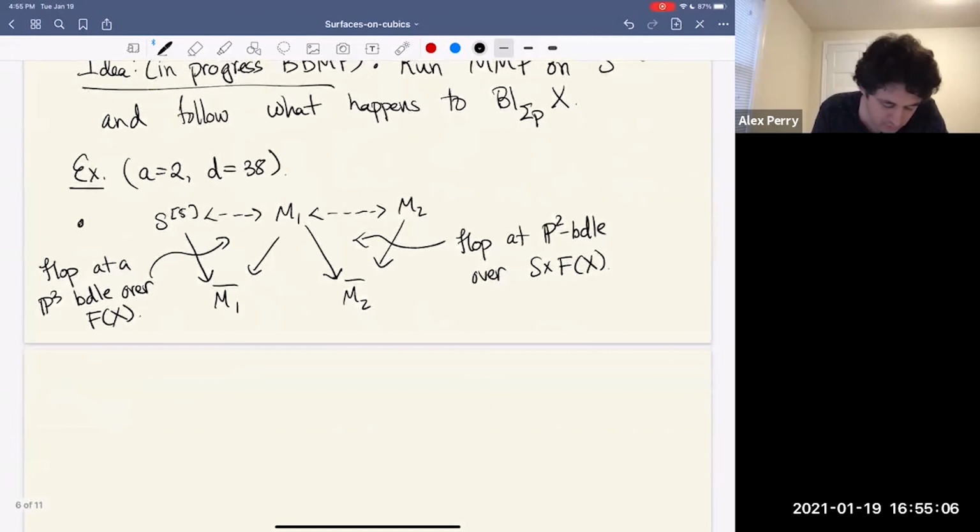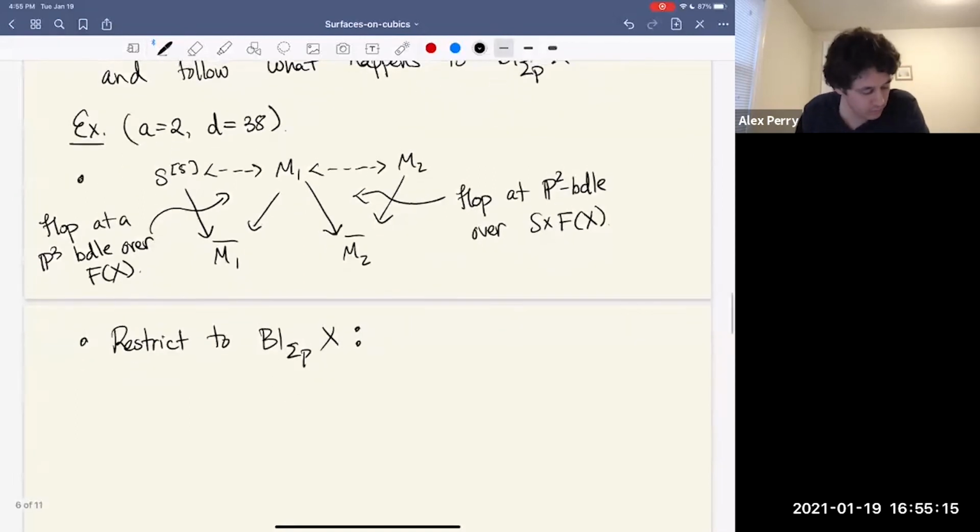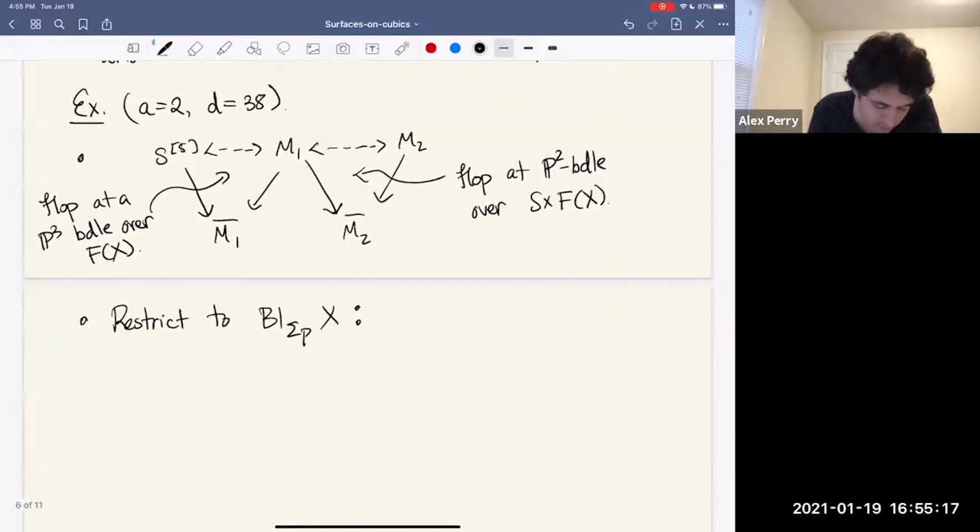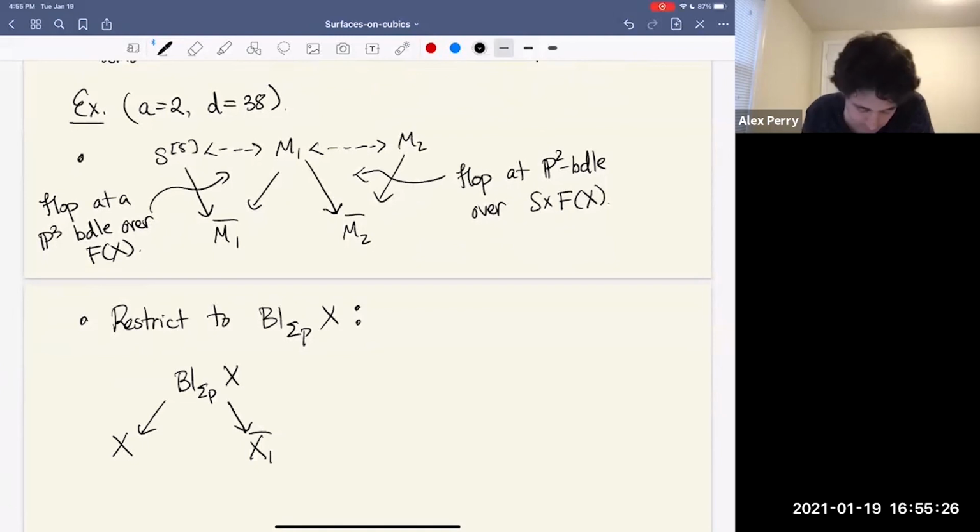And what happens when we restrict to our fourfold? So what turns out happens is the following. We have X, we have the blowup, and that diagram restricts to a diagram as follows. Okay, so this first thing here, maybe I can use color actually.